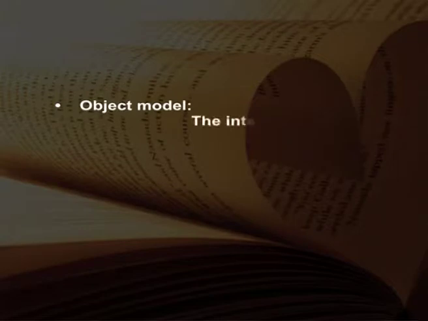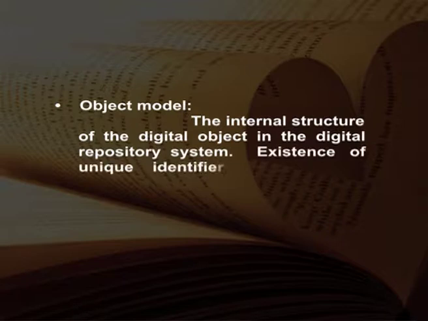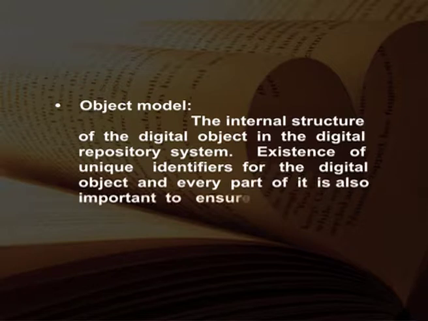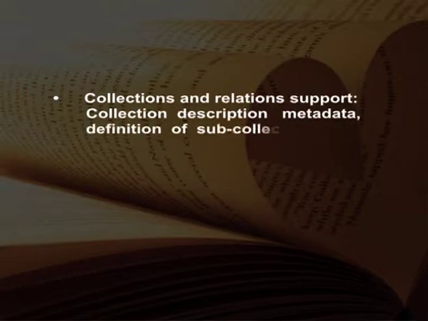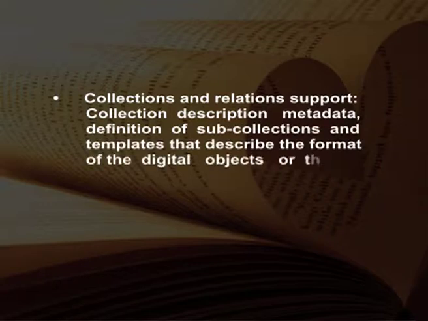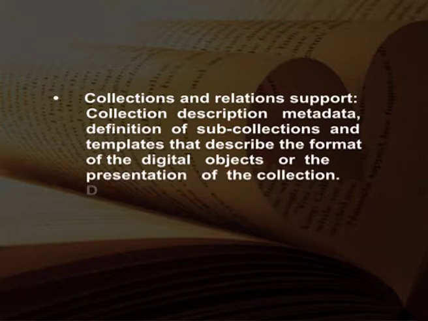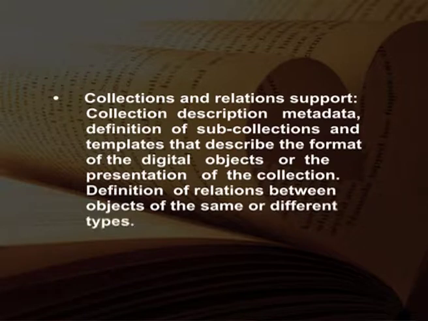Object model. The internal structure of the digital object in the digital repository system, and the existence of unique identifiers for the digital object and every part of it, are important to ensure preservation and easy access. Collection and relation support. Collection description metadata, definition of subcollections, and templates that describe the format of the digital objects or the presentation of the collection. Definition of relations between objects of the same or different types.